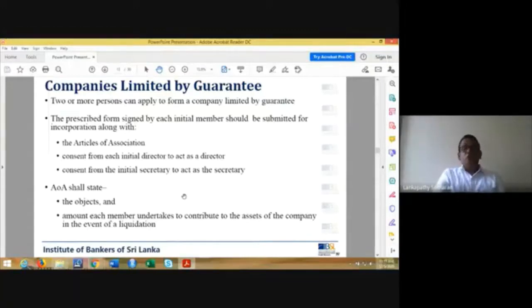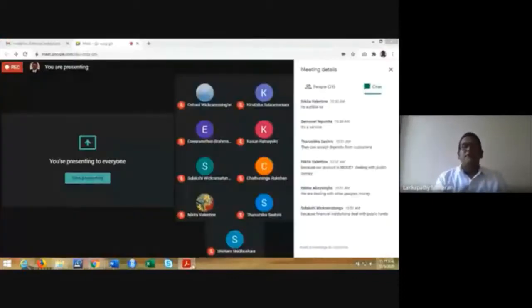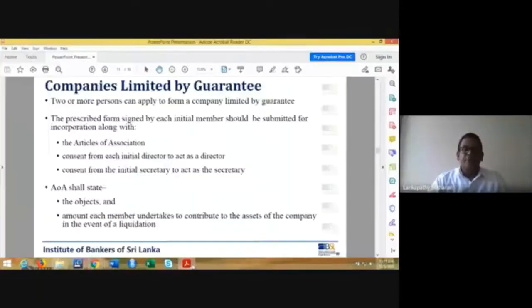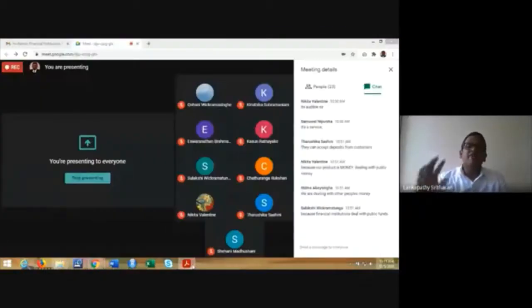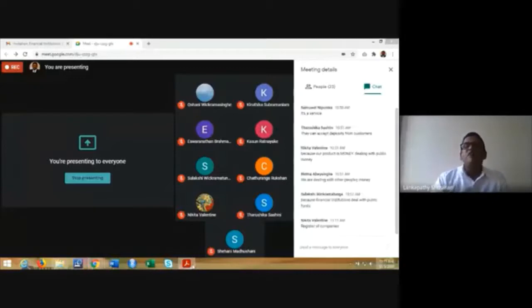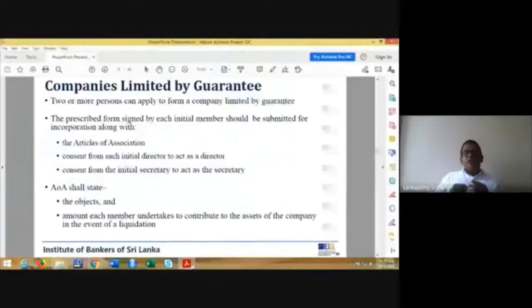Okay, by the way, to whom do they have to apply? To form the company, to whom do they have to apply? I expect answers from you all, dear friends. Two or more people can apply to form a company limited by guarantee. To whom do they have to apply? Can someone answer? Okay, come on guys, this is general knowledge. Yes, registrar of companies. So you will have to apply to the registrar of companies.